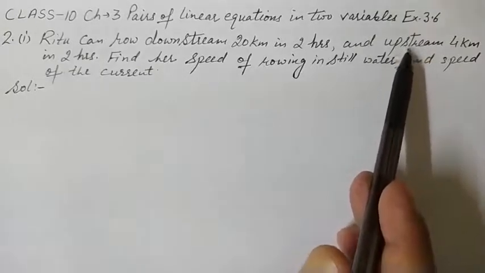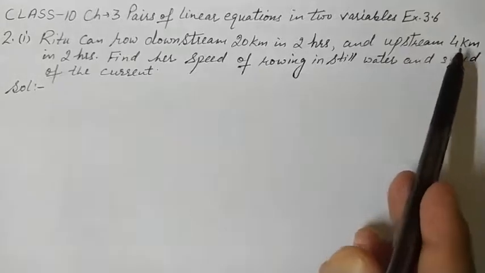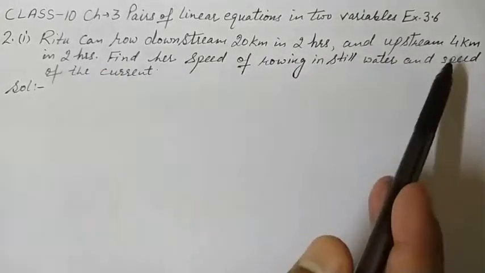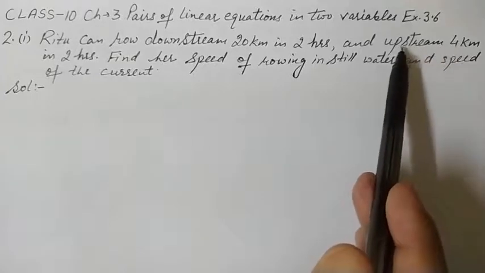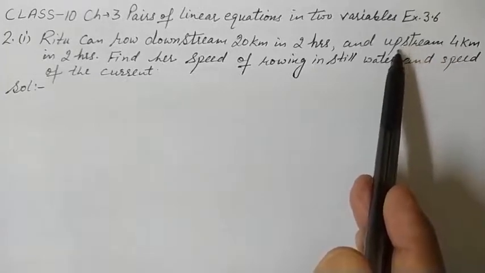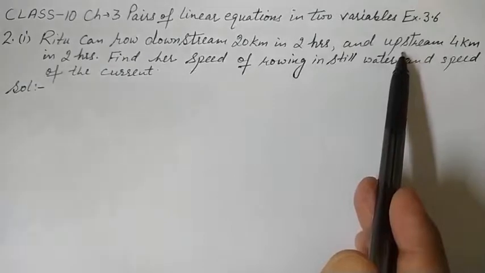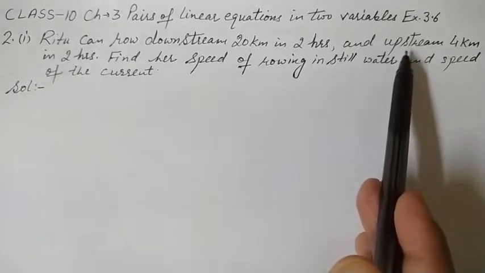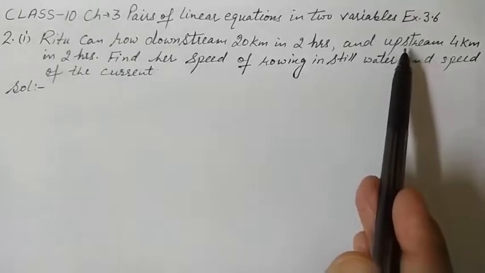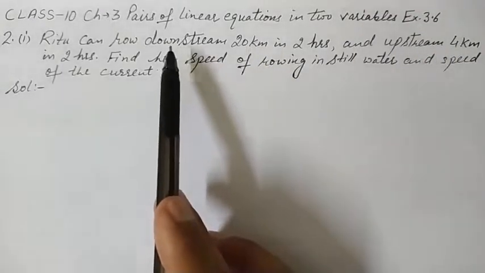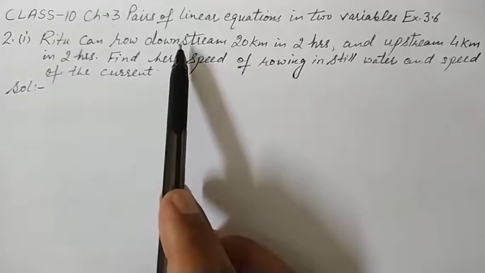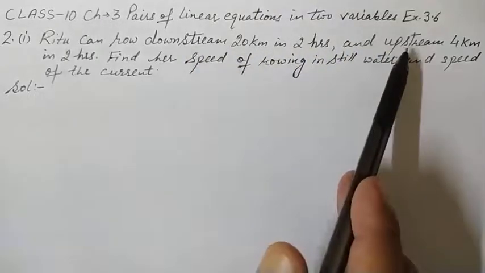So automatically if speed is less, then less distance is covered. So in 2 hours it covers only 4 kilometers just because the speed is very low. Speed in case of upstream is just the difference between the speed of the boat in still water and the speed of the water. But in downstream the speeds get added, so net speed is automatically increased. So this is the difference between downstream and upstream.